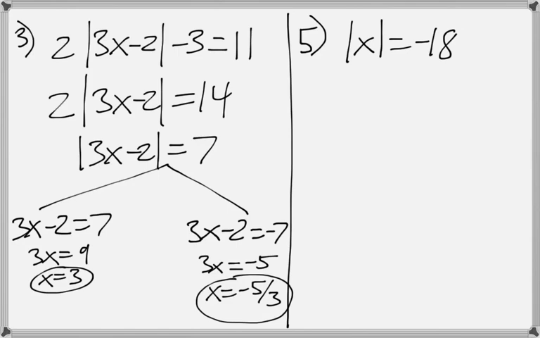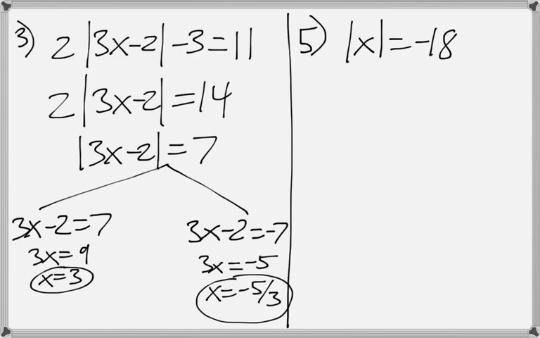Okay, let's look at number 5. Now, this one's very interesting because we have the absolute value on the left. The absolute value is the only thing that's on the left. And we have a negative number on the right. And the negative number is the only thing that's on the right.